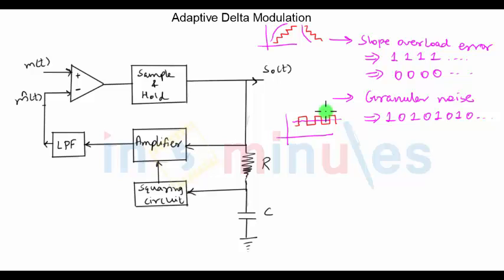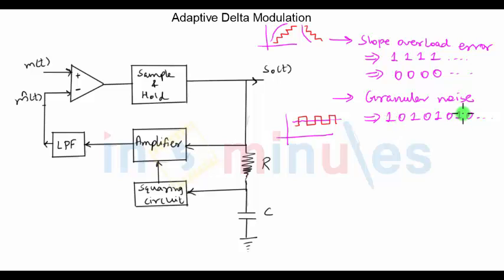So first of all, we have to understand how to read slope overload error and granular noise in delta modulation. We read them through these simple conclusions. If there is a continuous stream of ones or zeros, it indicates slope overload error, and if there is alternate occurrence of 1 and 0, it indicates granular noise.